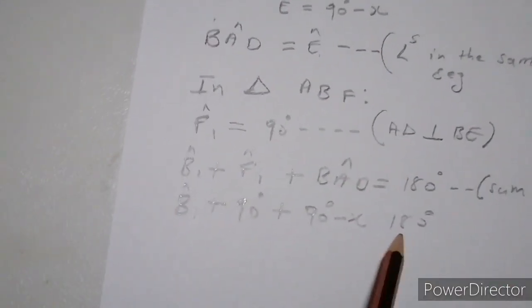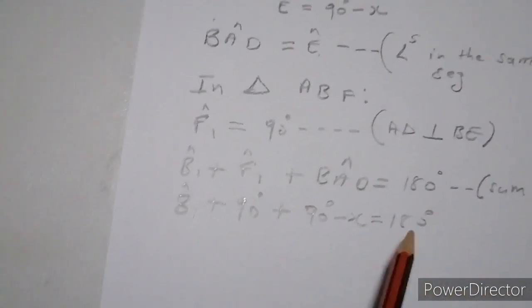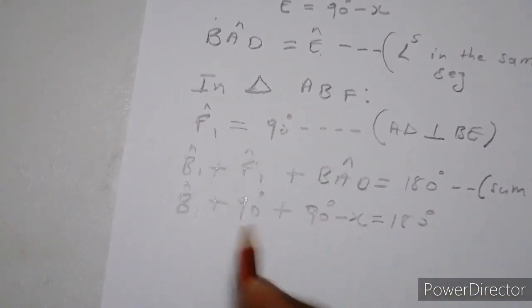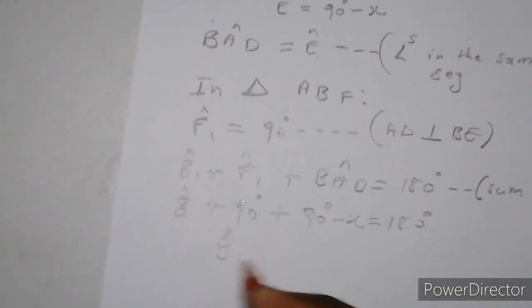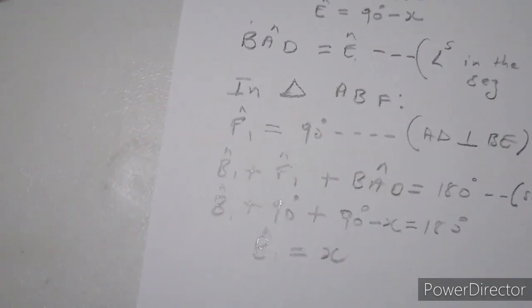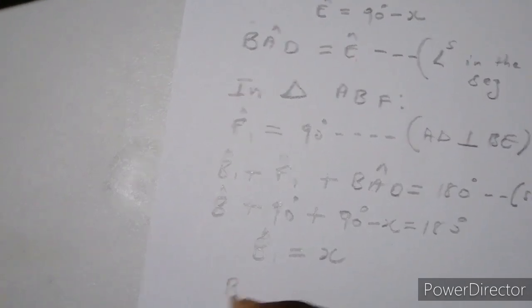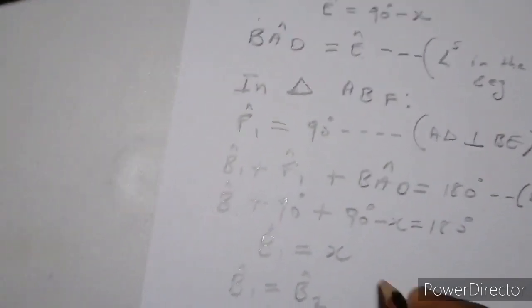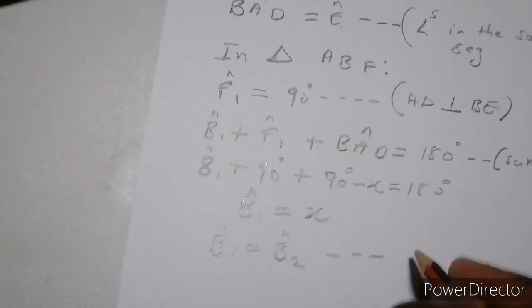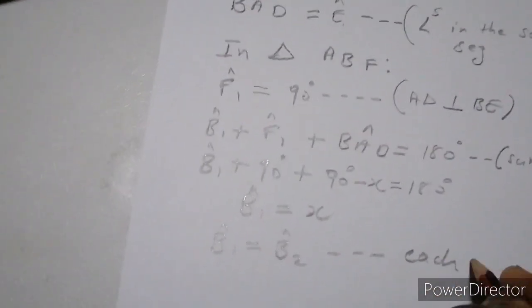Right, from here, when we rearrange to make B1 the subject of the formula, B1 is equal to X. Now we can conclude by saying, therefore, B1 is equal to B2. What is the reason? Each is equal to X.